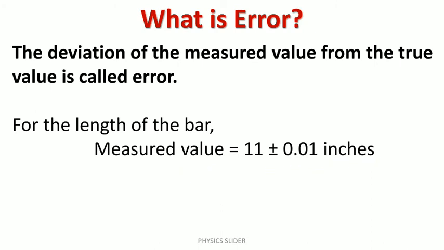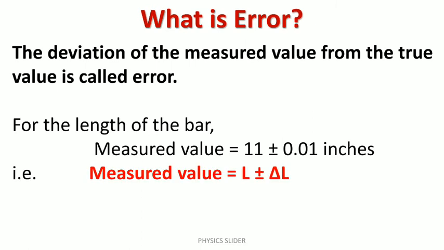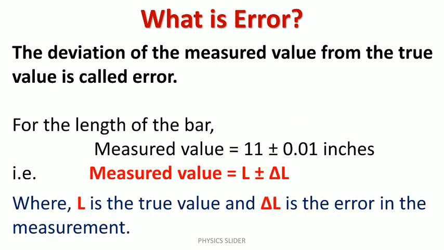It can also be written like measured value is equal to L plus minus delta L. This L is the true value and this delta L is the error in the measurement. Where L is the true value and delta L is the error in the measurement. So this measurement can also be written like L plus minus delta L.